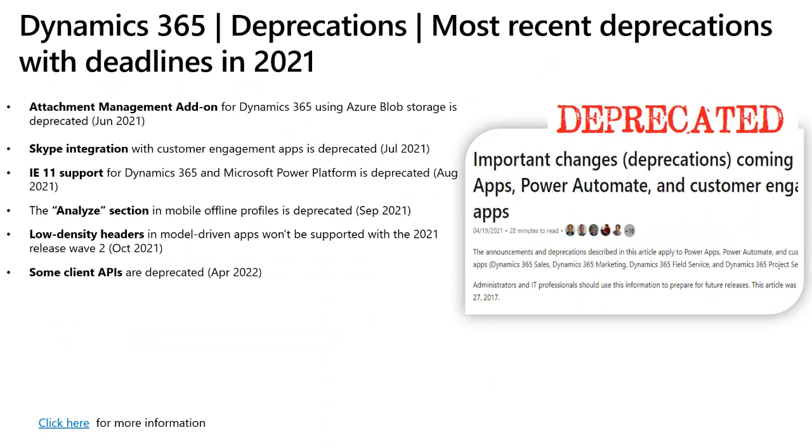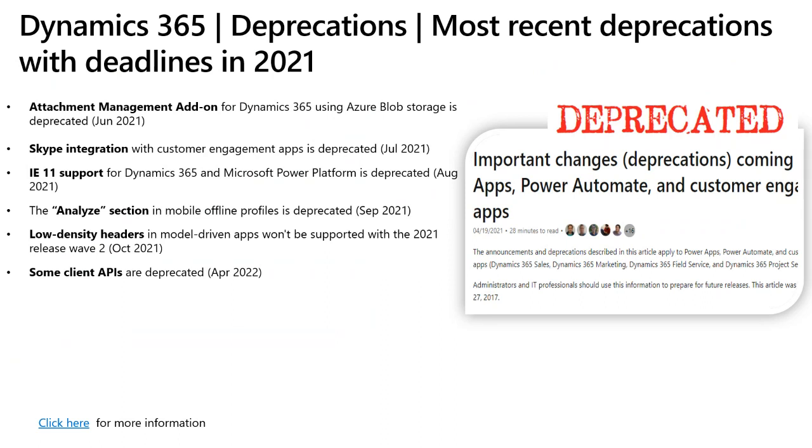Next one is the Analyze section in the mobile offline profiles, and that is deprecated. It's being removed due to some cross-site scripting vulnerabilities. That report was used to identify components that aren't available when you're working in offline mode. Those capabilities will be reimagined as part of the ongoing enhancements for mobile offline. Low density headers in model-driven apps won't be supported after release wave 2, so that's October of this year. So we recommend using the high density headers there.